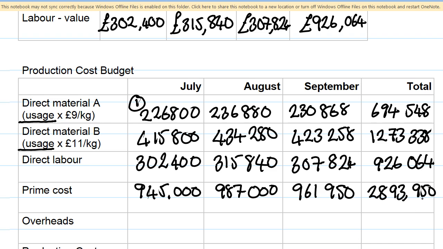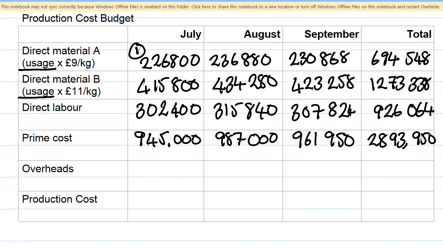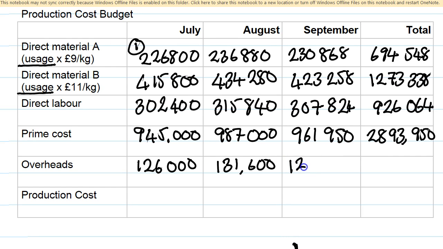Our overheads were quite straightforward in the question, £10 per unit. We know our units, so our overheads are going to be, for July, our units that we're going to make are 12,600 multiplied by £10, £126,000. So our units multiplied by £10. So for August, it's going to be £131,600, and for September, £128,260.